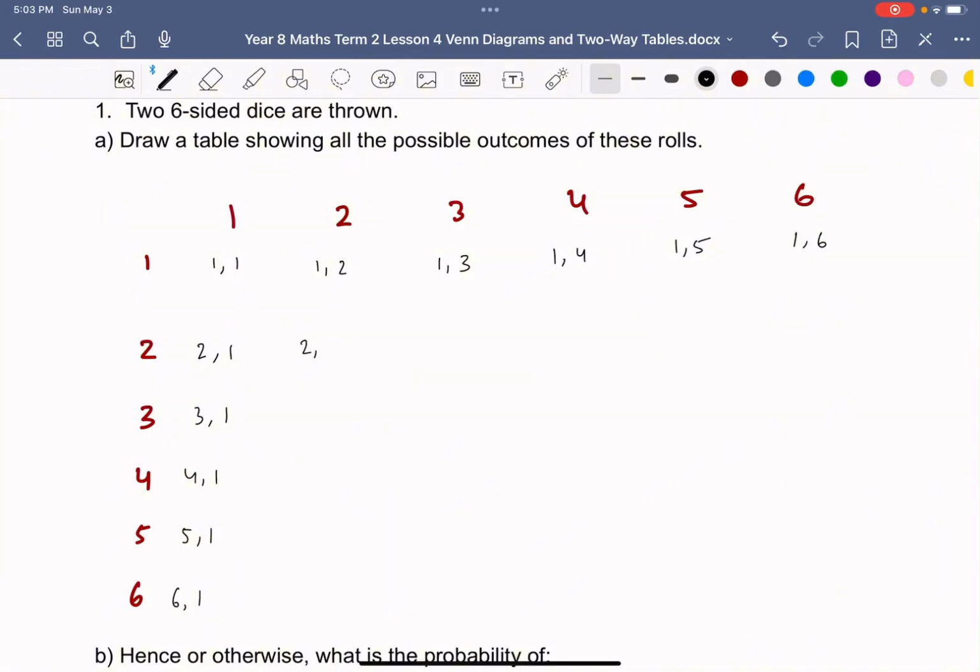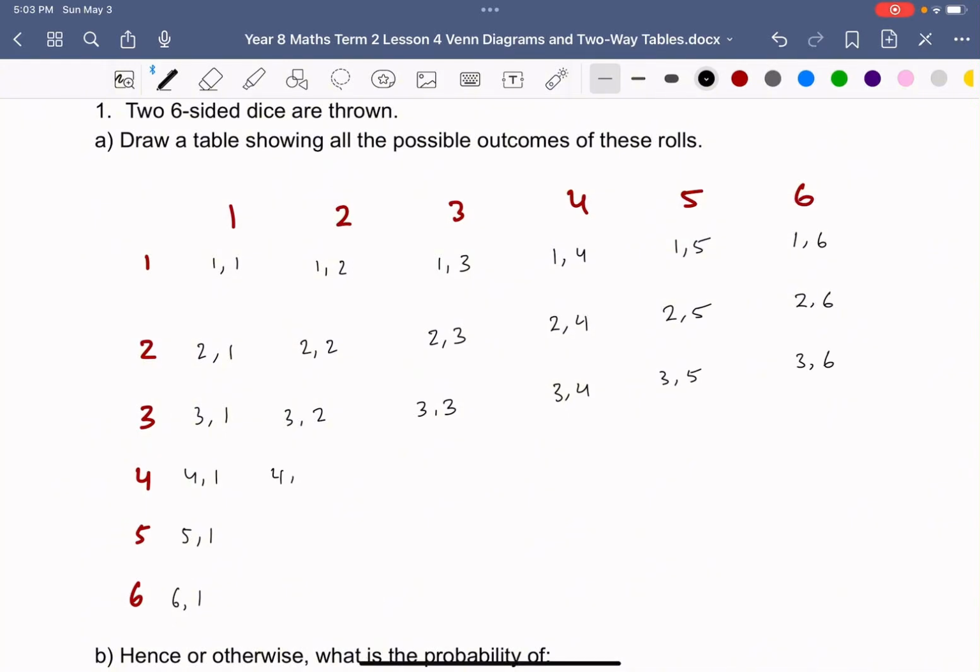I can do 2 and then a 2, 2 and then a 3, 2 and then a 4, 2 and then a 5, 2 and then a 6. 3 and then a 2, 3 and then a 3, 3 and then a 4, 3 and then a 5, 3 and then a 6.